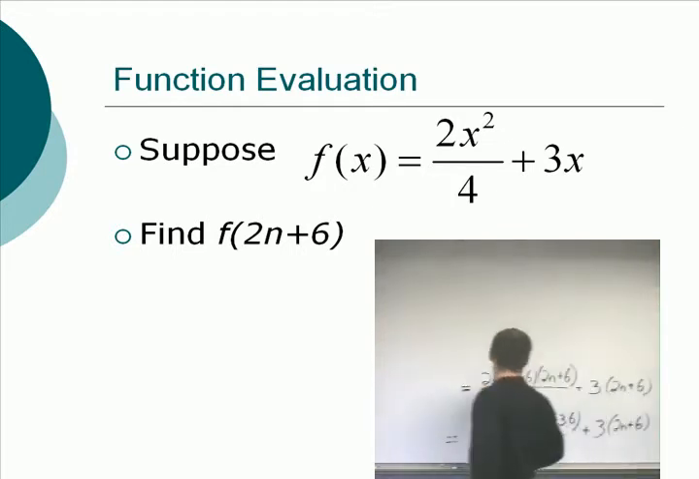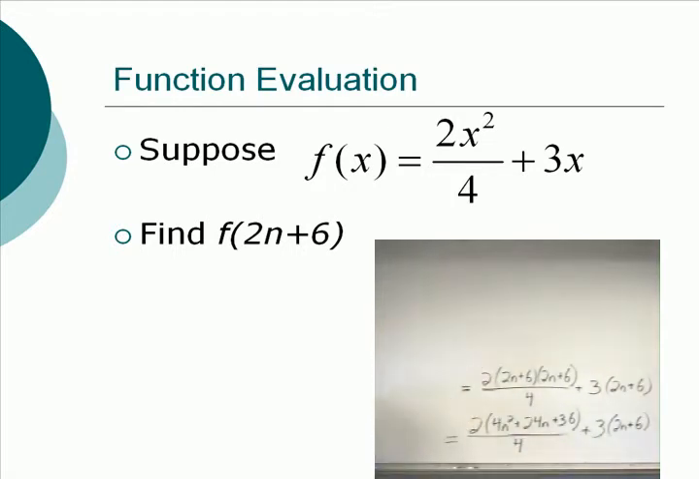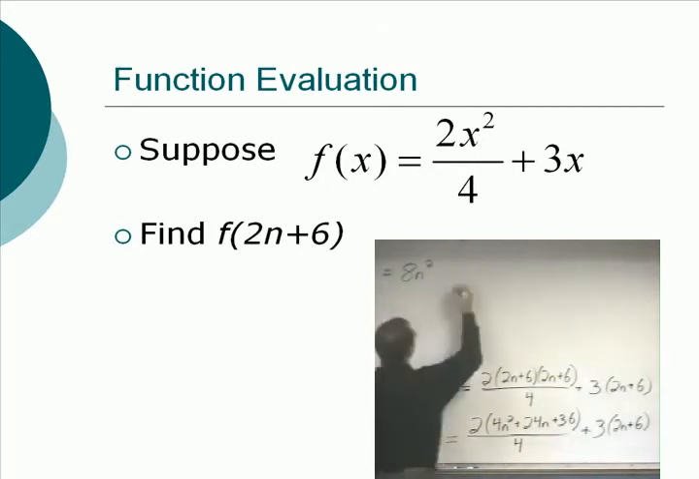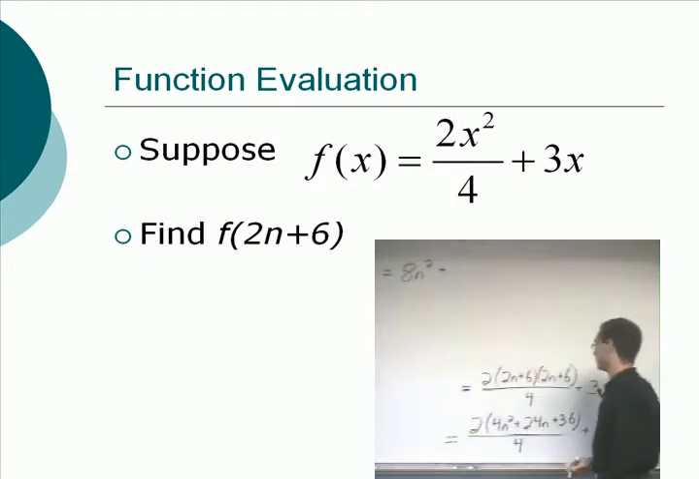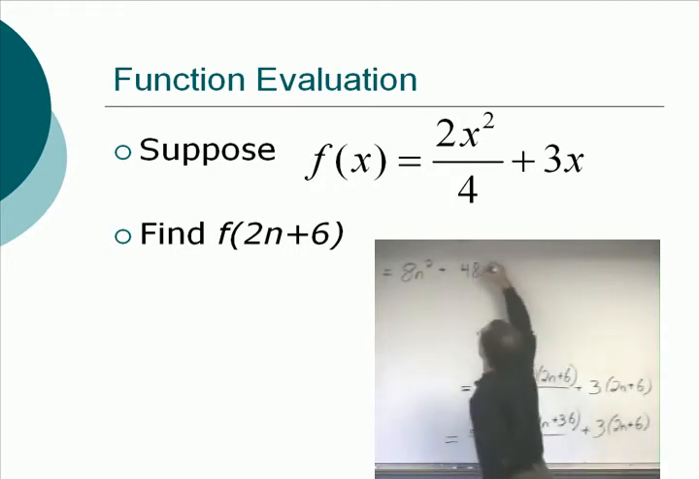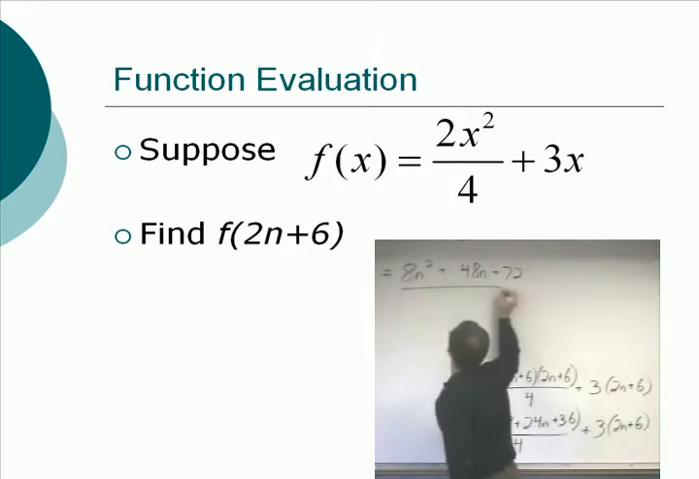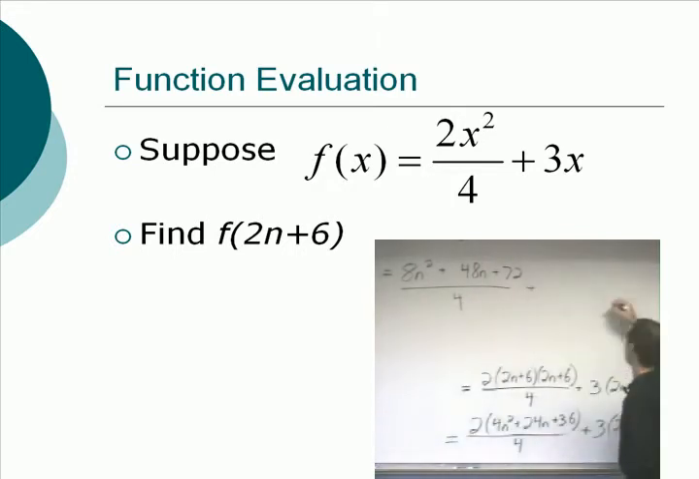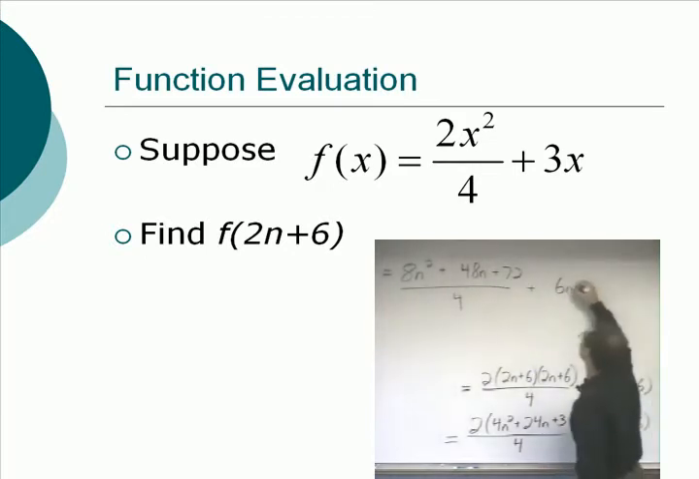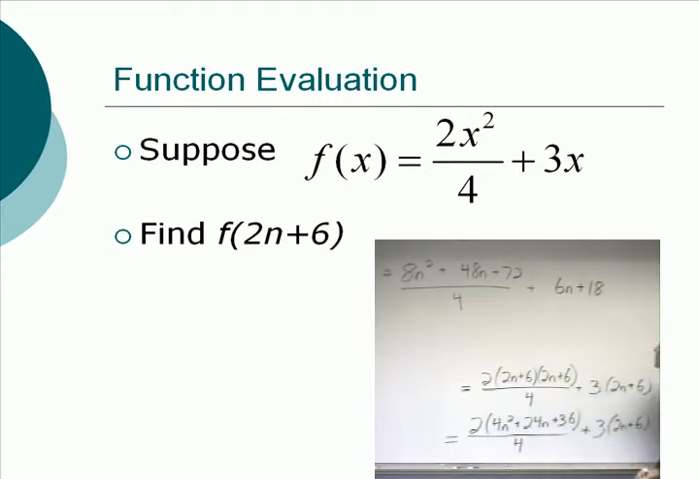Bring that back up here. Now we can simplify that just a little bit. We'll distribute the 2 into the parentheses, and we have 8n squared plus 48n plus 72, and we'll distribute this 3 into the parentheses at the end. That's 6n plus 18. All right, look good so far?